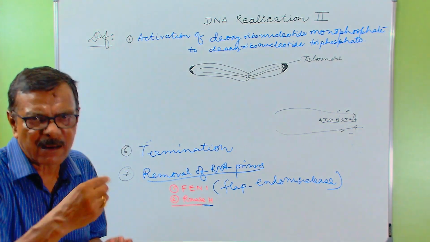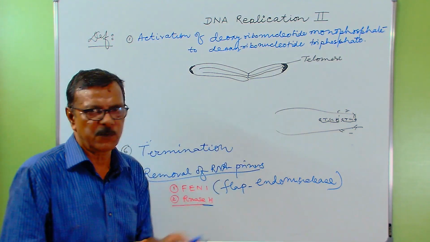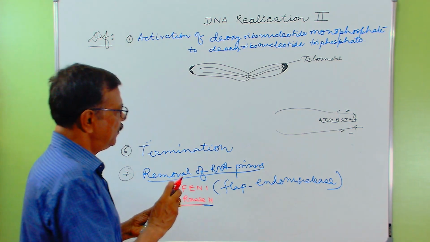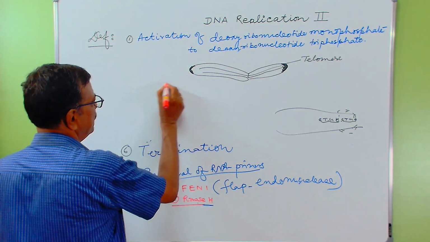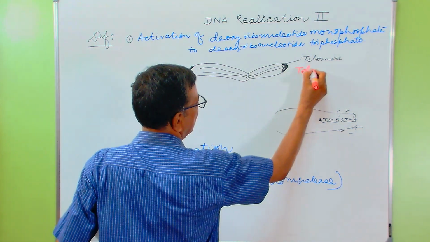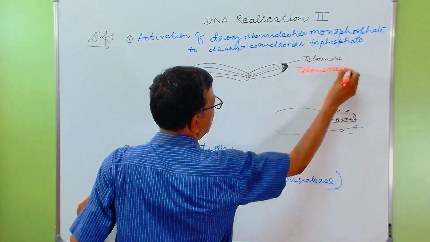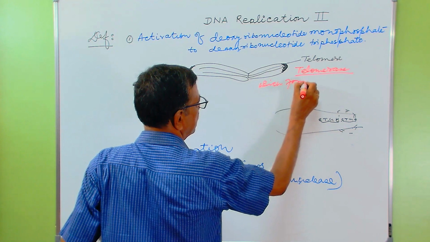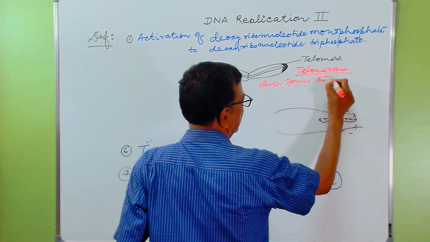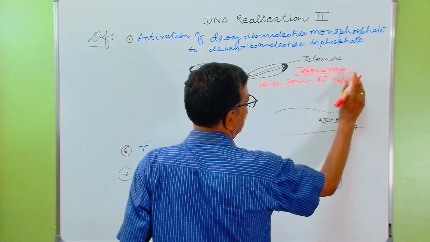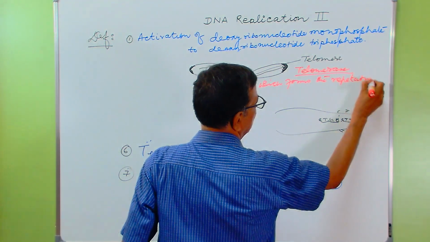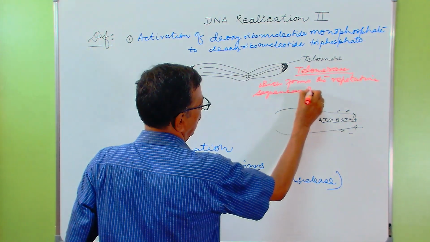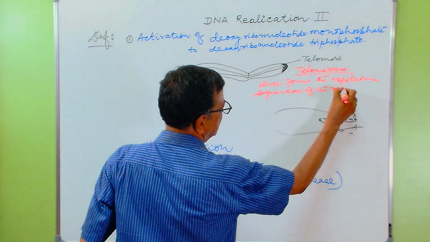Then what will be the exact nature of this repetitive sequence? That is done by one enzyme known as telomerase, which forms the repetitive sequences of the nucleotides.